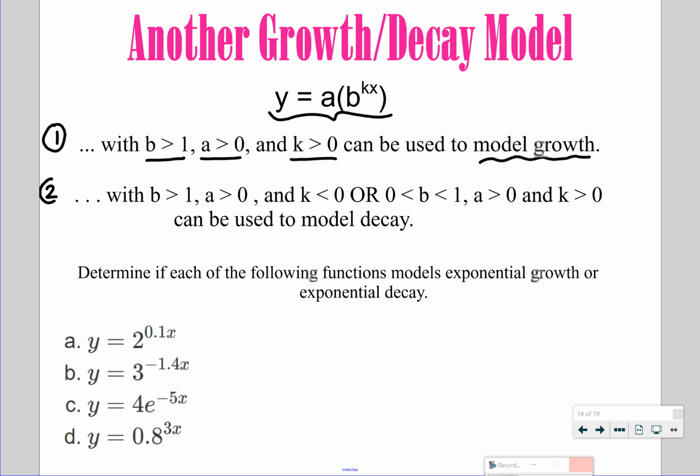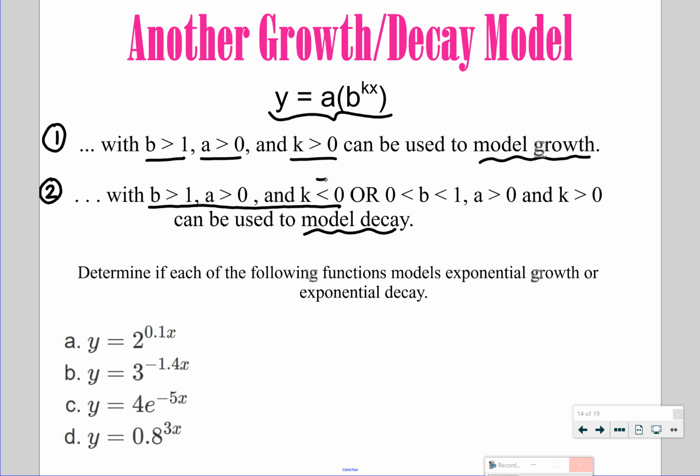The second thing that can happen is this can represent an exponential decay model. And there are 2 different ways for it to happen. The first way for it to represent an exponential decay model is if the b is a positive base, but your k is a negative number.